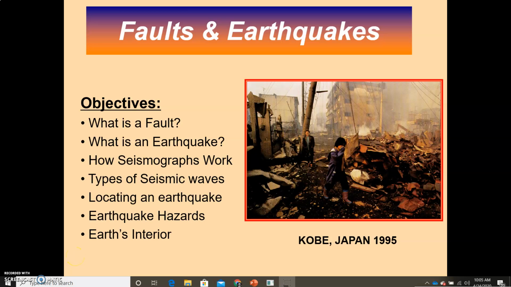Today we're going to be focusing on faults and earthquakes. So some of the objectives today are going to be what is a fault, what is an earthquake, how seismographs work, types of seismic waves we're going to talk about, locating an earthquake, and we'll look at earthquake hazards and the Earth's interior. And here's just a photo showing Kobe, Japan, 1995. This is the aftermath of one of the earthquakes that occurred there.